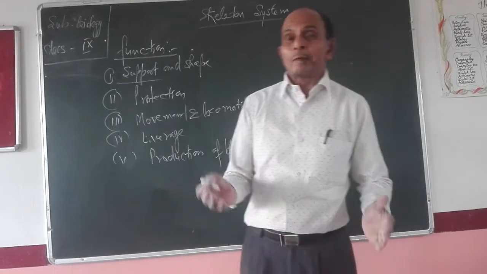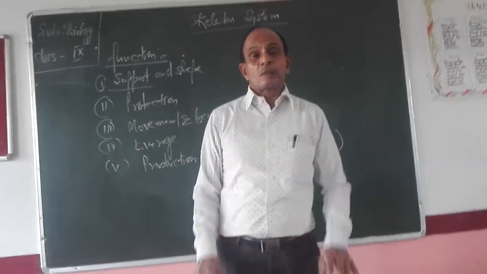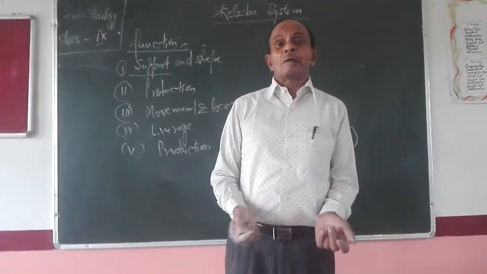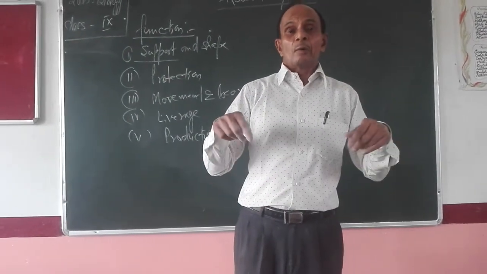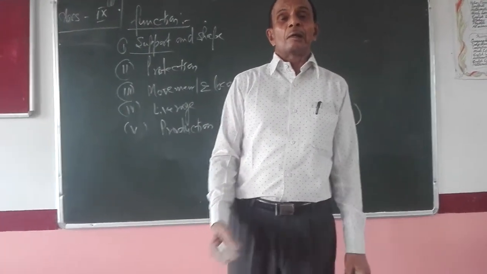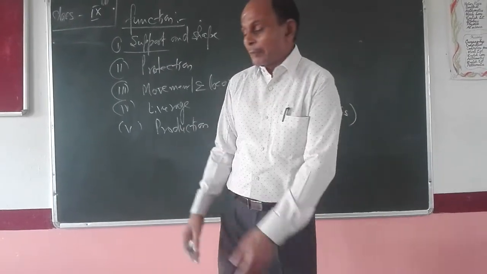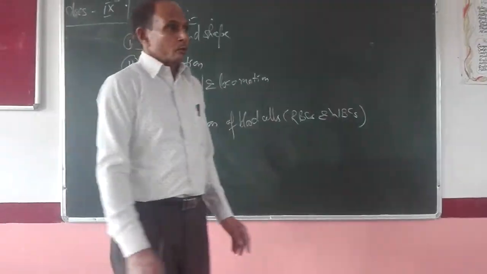Third, you see, movement and locomotion. First, what is the difference between movement and locomotion? When the whole body is in the same place, not changed, but the body parts are moving here and there. The position of body parts is changed, but the whole body remains in the same place. Then that is known as movement. But if the whole body is moving from one place to another, that is, the place of the whole body changes, then that is known as locomotion.